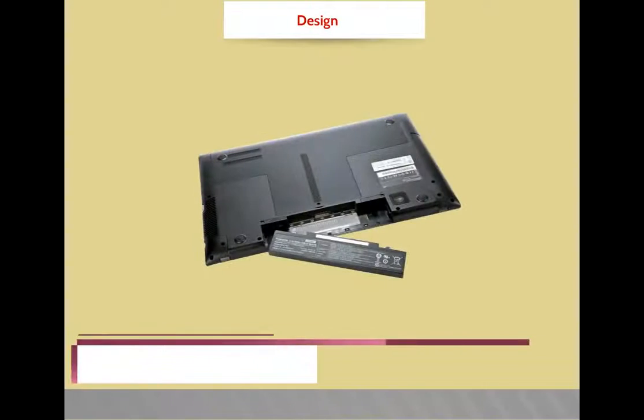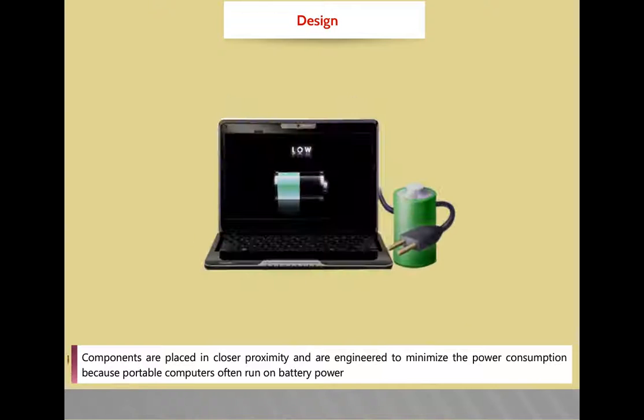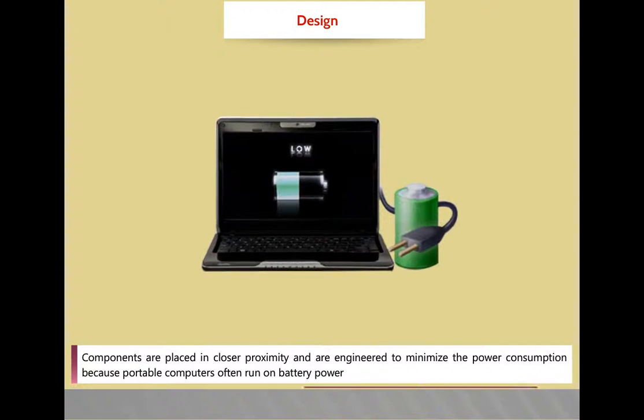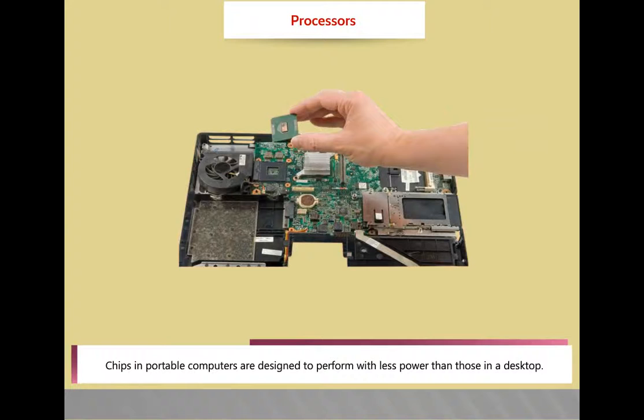Design. Components are placed in closer proximity and are engineered to minimize the power consumption because portable computers often run on battery power. Processors. Chips in portable computers are designed to perform with less power than those in a desktop.